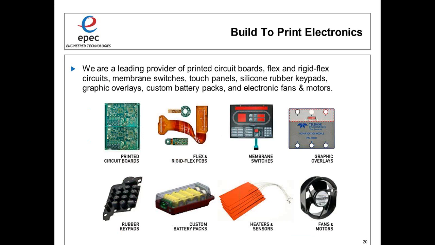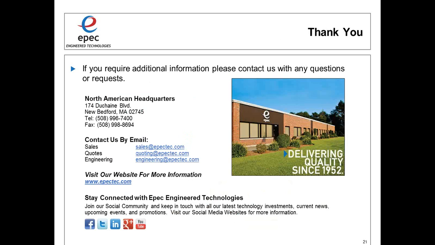And here is a list of other build-to-print products that we offer. I'm sure most of you are well aware of our product offerings. We offer complete custom build-to-print electronics: custom battery packs, flex and rigid flex circuits, graphic overlays, membrane switches, and fans and motors. If you have any questions or would like other information on any of these products, you can visit our website, or use the contact information here to reach engineering or sales, and we will certainly work with you and get you the information you need.